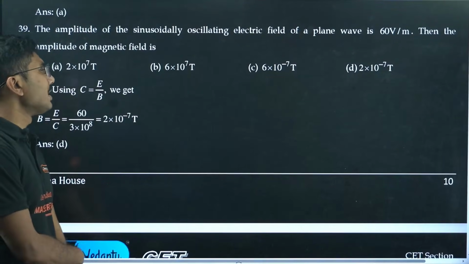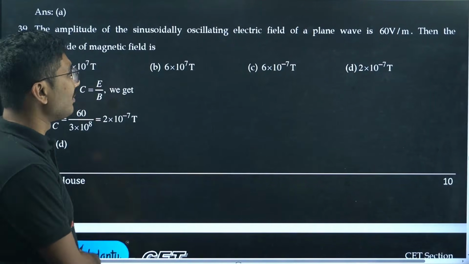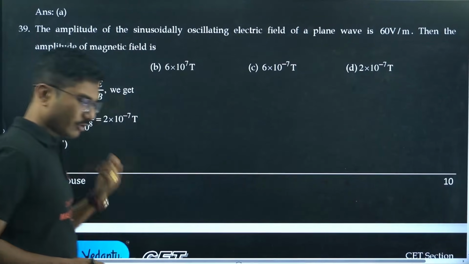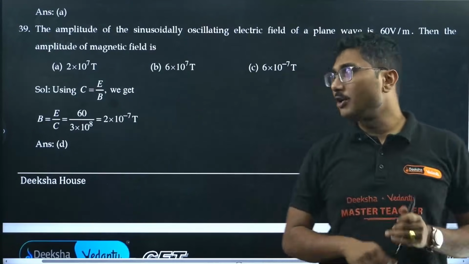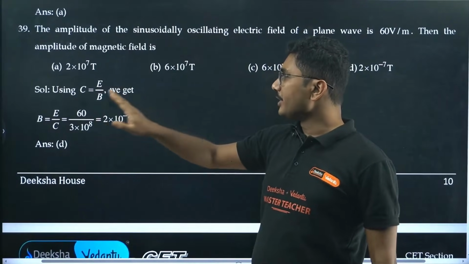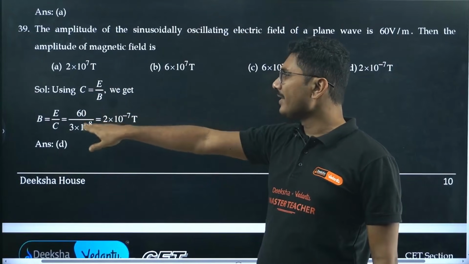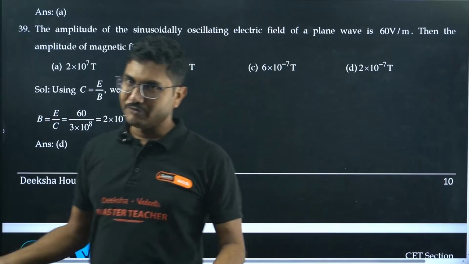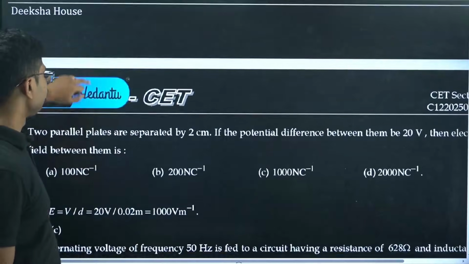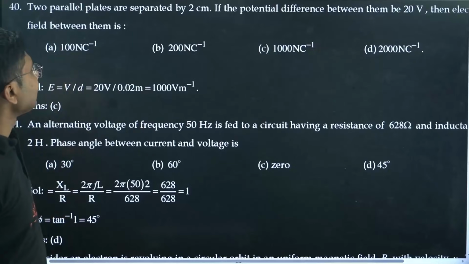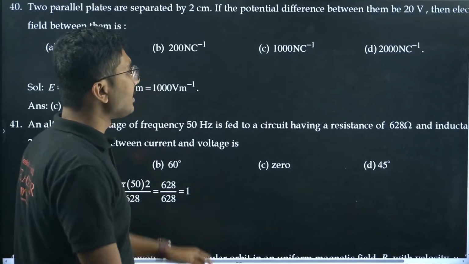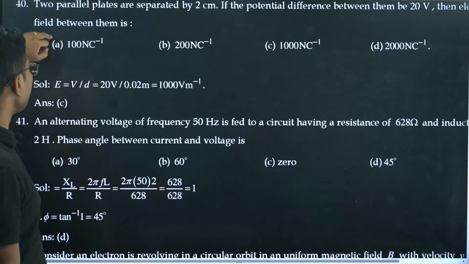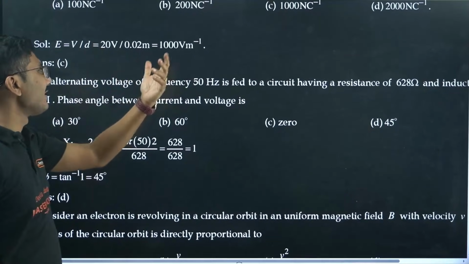The amplitude of the sinusoidally oscillating electric field of a plane wave is 60 volt per meter. Then the amplitude of the magnetic field? Remember, for an electromagnetic wave in vacuum, the speed of light is given by E by B. So here E is given, C is already known, so you can calculate the magnetic field B. Very easy question. Next, two parallel plates are separated by 2 cm. If the potential difference between them is 20 volt, then the electric field between them? Obviously E is equal to V by d. V is given, distance is given, you can calculate the electric field.